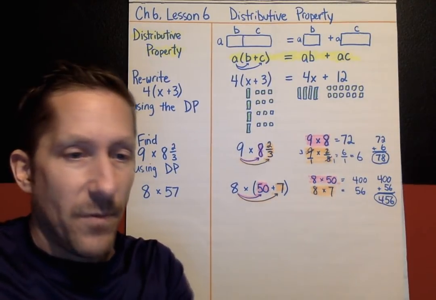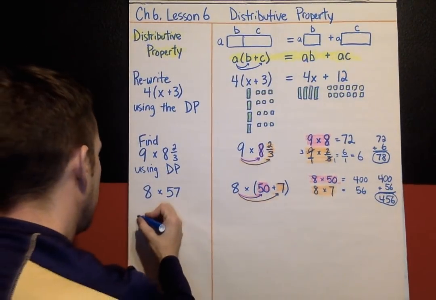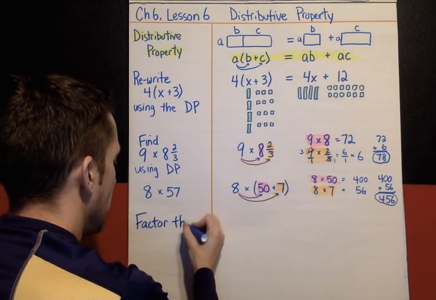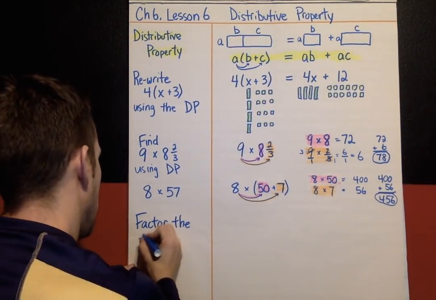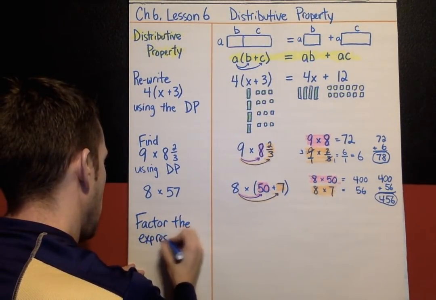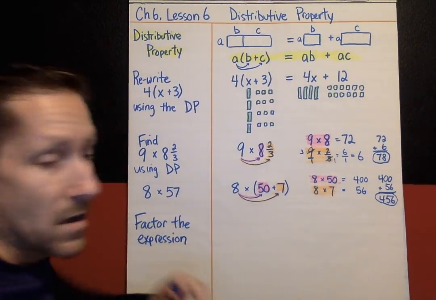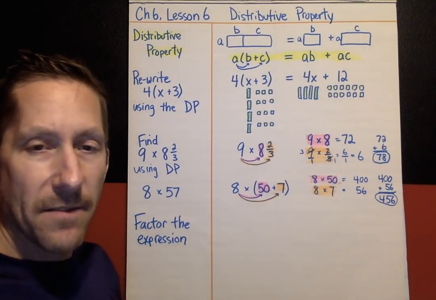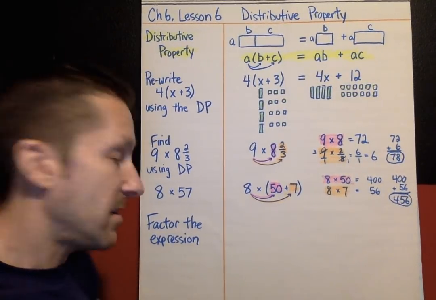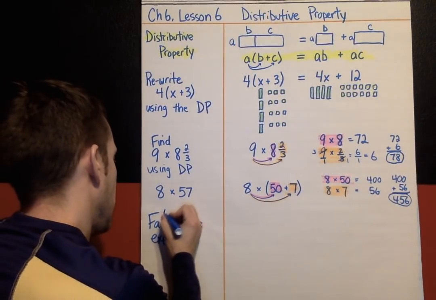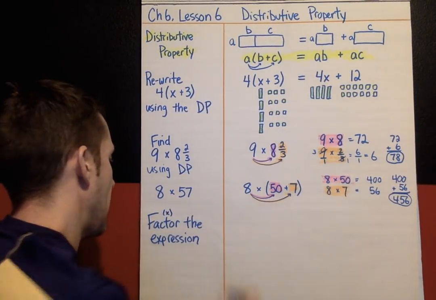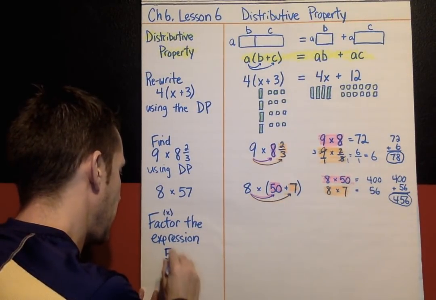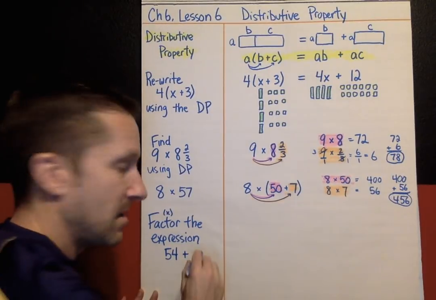Okay, the last type of problem you're going to practice today is something called factor the expression. When you see the word factor, you should think multiplying. Factors are things that are being multiplied together. So I would put a little note here that means multiplying. Factor the expression. And our example we're going to walk through is 54 plus 24.